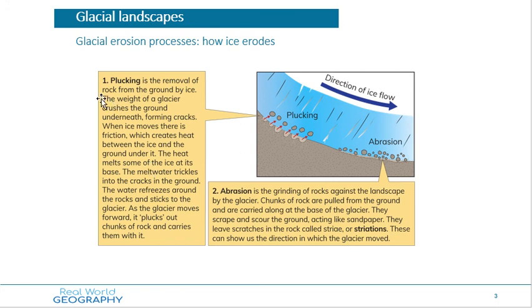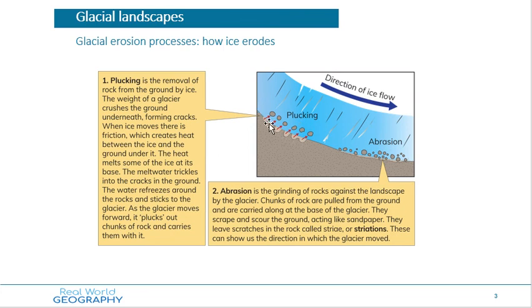Okay, so if you look at these in more detail, guys, plucking is the removal of rock from the ground by ice. As you know, these glaciers are very big, so the weight of the glacier crushes the ground underneath and forms cracks. So the weight alone of the glacier can cause the ground to crack. And when the ice moves, there is friction, and this creates heat, so when the ice here moves, it creates heat in this area here. Again, if you rub your hands together, that generates heat because there's friction. The same thing happens here. And as a result, the ice melts.